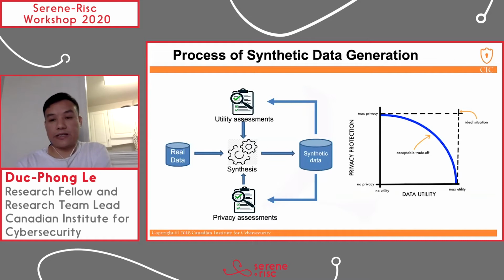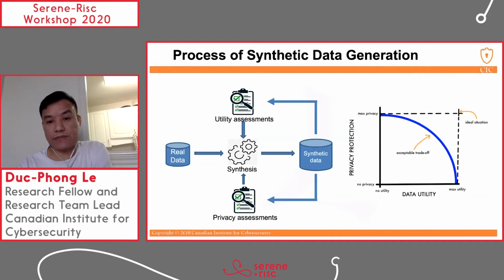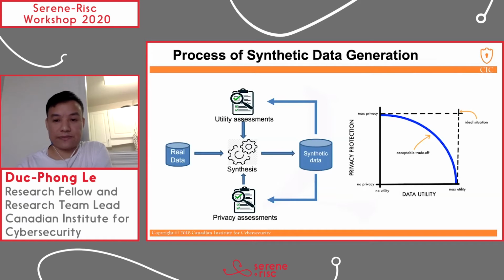Ideally, as you see in this picture, we want to have synthetic data with maximum utility and maximum privacy, right? But actually, it's impossible in practice. When the utility goes to maximum, the privacy will go to minimum, and the other way around. So it's a trade-off process. We need to find some point in which we have reasonable utility and privacy.